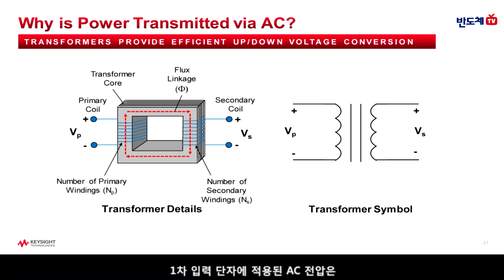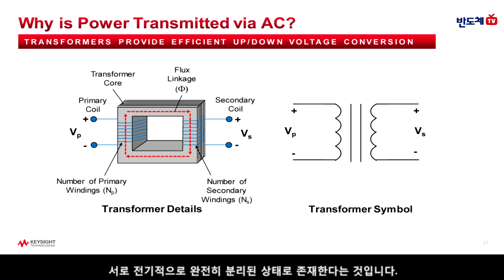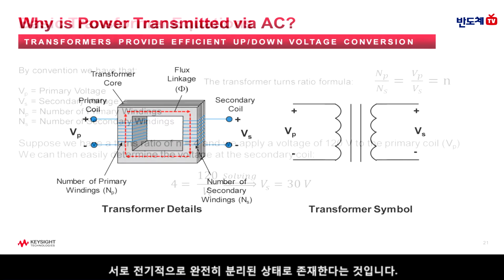Now, an AC voltage applied to the primary input terminals creates magnetic flux that circulates through the transformer's core. The magnetic flux traveling through the secondary winding induces an AC voltage at the secondary output terminals. And since there's a direct linear relationship between the number of coils in the primary and secondary terminals and the primary and secondary voltages, it's easy to control the ratio between them. Another nice feature of transformers is that the primary voltage and secondary voltage exist in complete electrical isolation from one another.